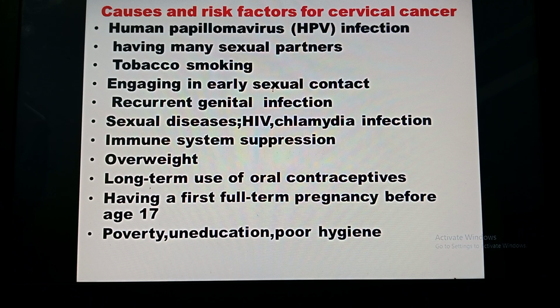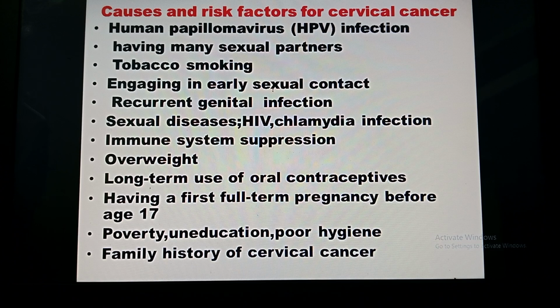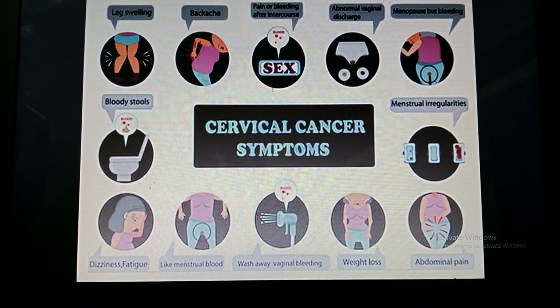Poverty, undereducation, poor hygiene. So how does poverty lead to cervical cancer? Due to poverty, the person will not be educated. So the client doesn't have education regarding how this cancer occurs, how to maintain personal hygiene, the availability of protective devices, all those things. If the person is educated, he or she is capable of reading and gaining knowledge through reading. Family history of cervical cancer. So all these are the major causes of cervical cancer.